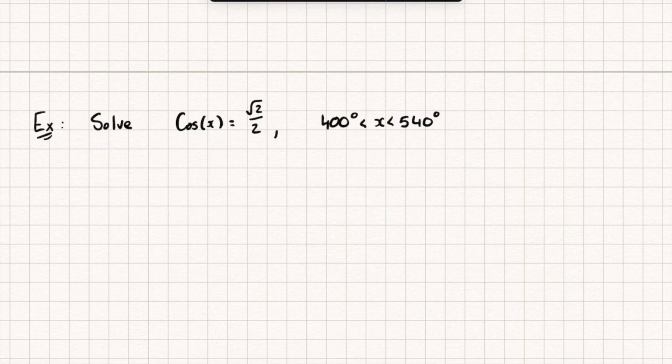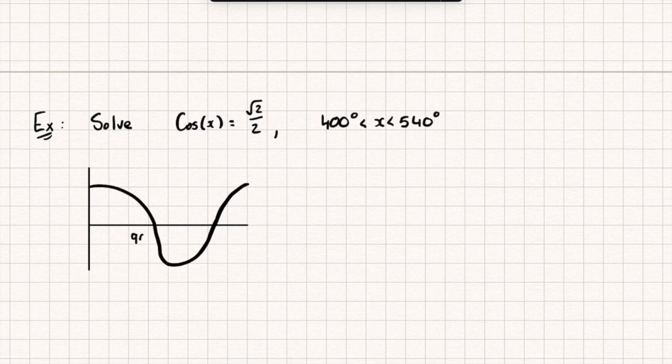So the first thing I'm going to do, like always, is draw a rough sketch of cos x, just to help me see and visualize what I'm trying to do. So here's my rough sketch of cos x. I'm going to label on some key points. I've got 90, 180, 270 and 360.